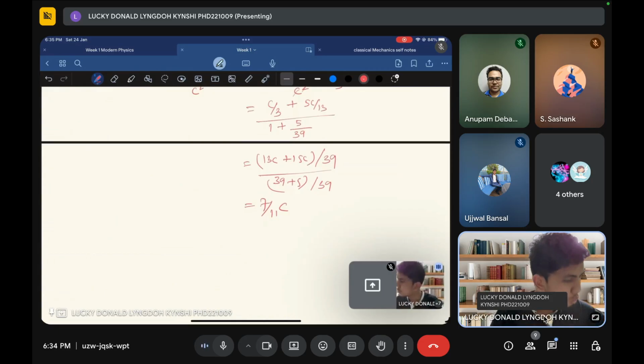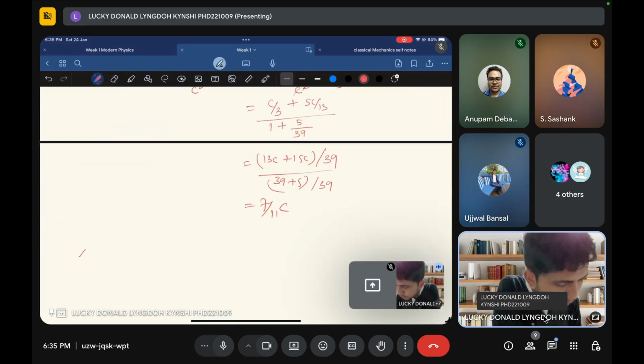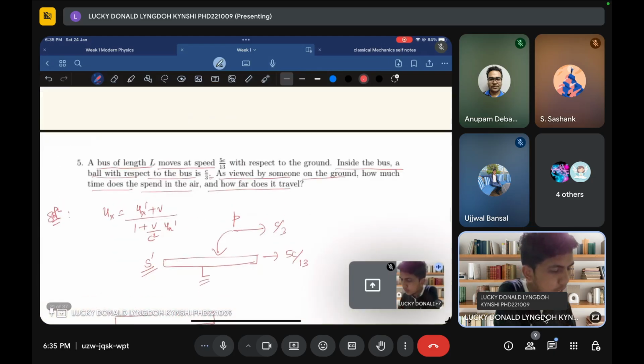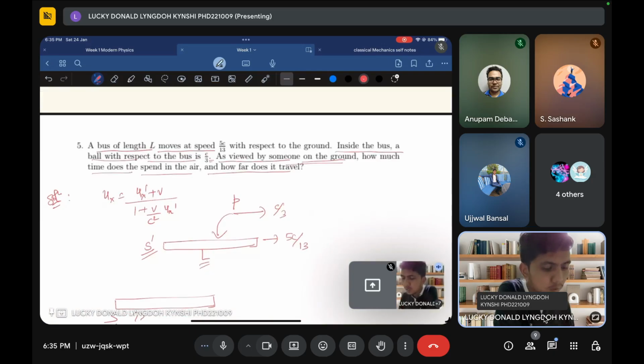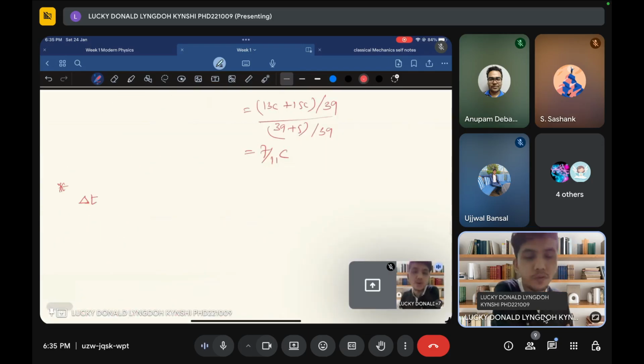Now this is easy, because you already know the velocity, and you just need to calculate the time and the distance. We will use one trick here, which I feel is good to understand. First, look at this equation. Delta t is the time that you need to find, the time of the ball's events measured from your frame of reference, the observer's frame. As viewed by someone on the ground, how much time does the ball spend in the air, and how far does it travel? So delta t is the time you have to find.